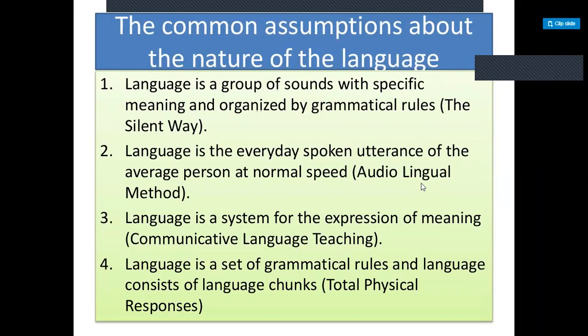Okay, now, assumptions about the nature of the language. In this case, for example, we're going to say that language is a group of sounds with a specific meaning and organized by grammatical rules. Okay, so that is going to be taken into account by the silent way. Question: what was the definition of the silent way? Or what was the silent way about?